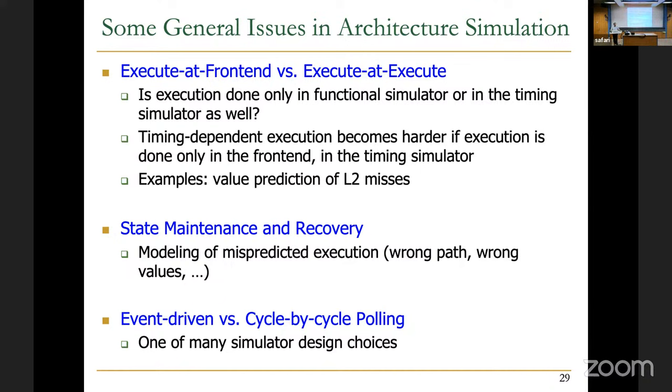Whenever you have an L2 cache access, you want to predict a value in order to get rid of that miss penalty. If you predict that value correctly, you can actually continue. But if you predict that value wrong, you need to go back to the timing simulator and do all this access to the DRAM and so on and so forth. So basically, the connection between the timing simulator and the functional simulator is very important.